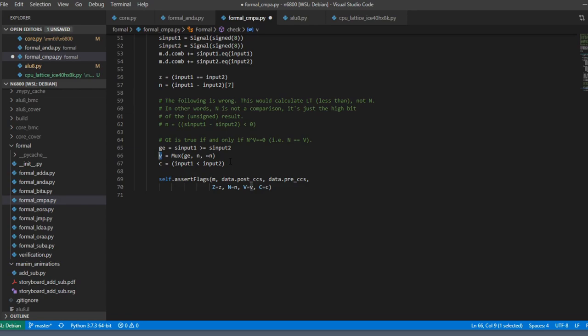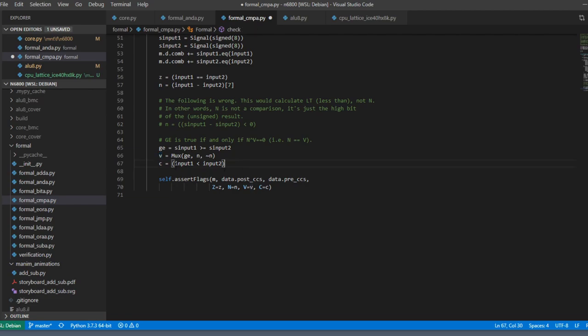Now, notice that I didn't do this in the ALU. Again, this is the philosophy of writing it once and then writing it in a different way using different calculations in order to formally verify that you've done the right thing, or at least that you're consistent.